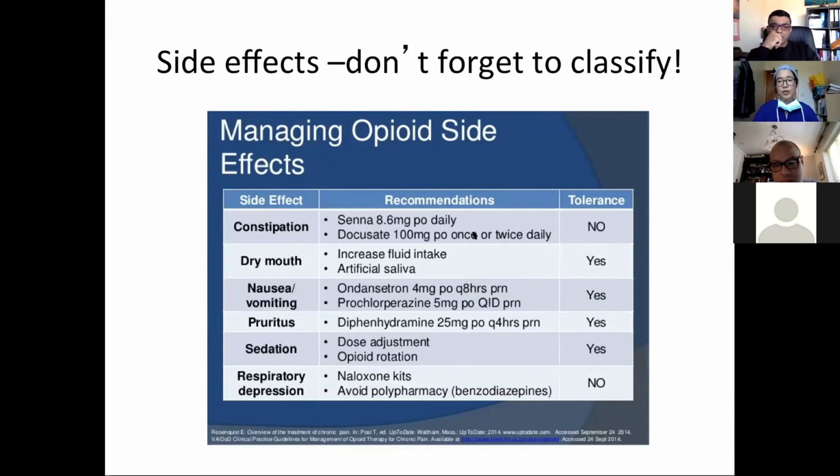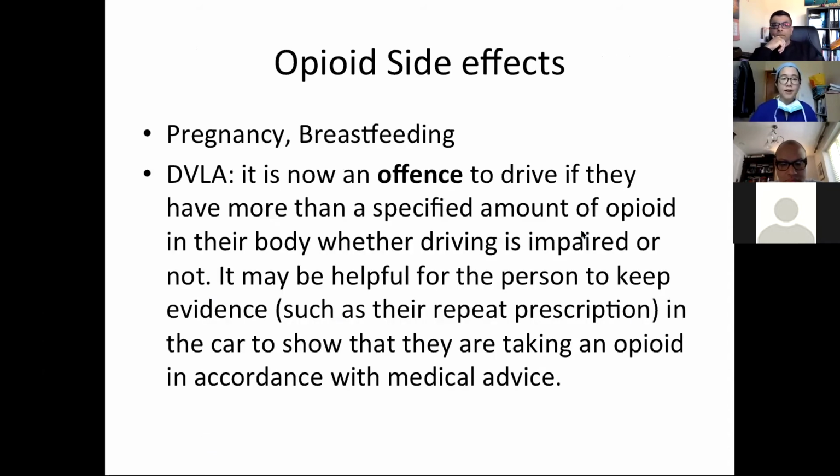You also need to note that some of the side effects are long-lasting. You don't actually get tolerant to them even on prolonged use of opioids. Just beware of side effects in pregnancy and breastfeeding. In terms of the DVLA, it's now an offence to drive if your blood opioid level exceeds a specified amount, so it's worthwhile to tell the patients about that.